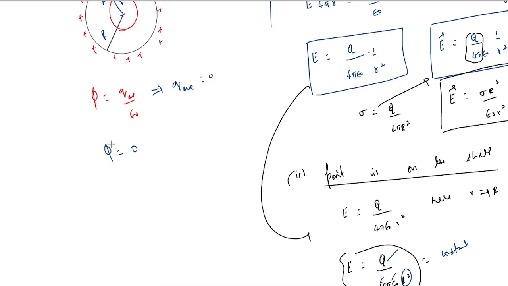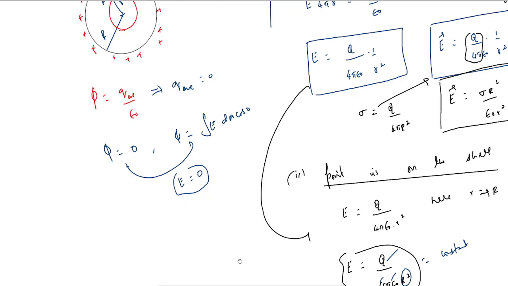If we equate this flux with the form phi is equal to integral of E into dA into cos theta, then we can infer that the electric field should be 0. That's the inference of it. So this means that the electric field is 0 inside the spherical shell.